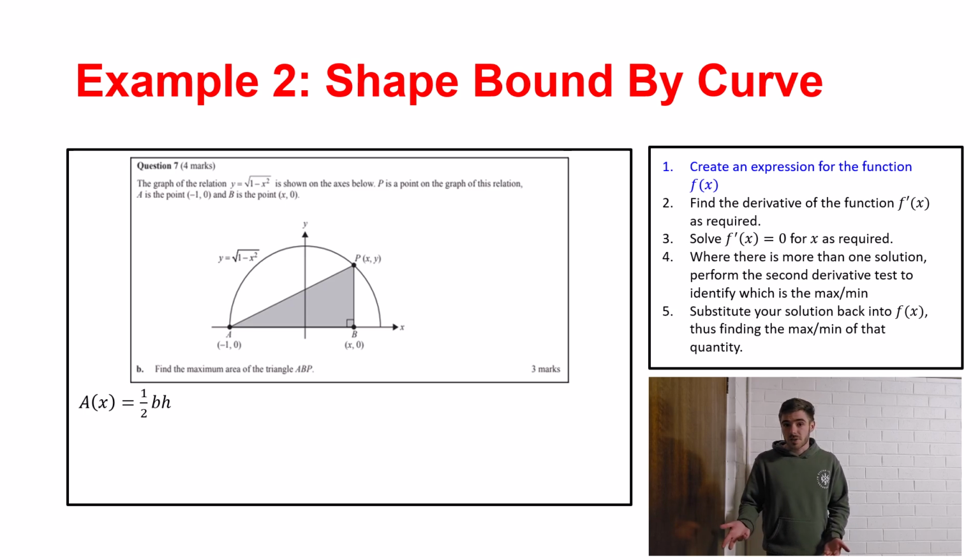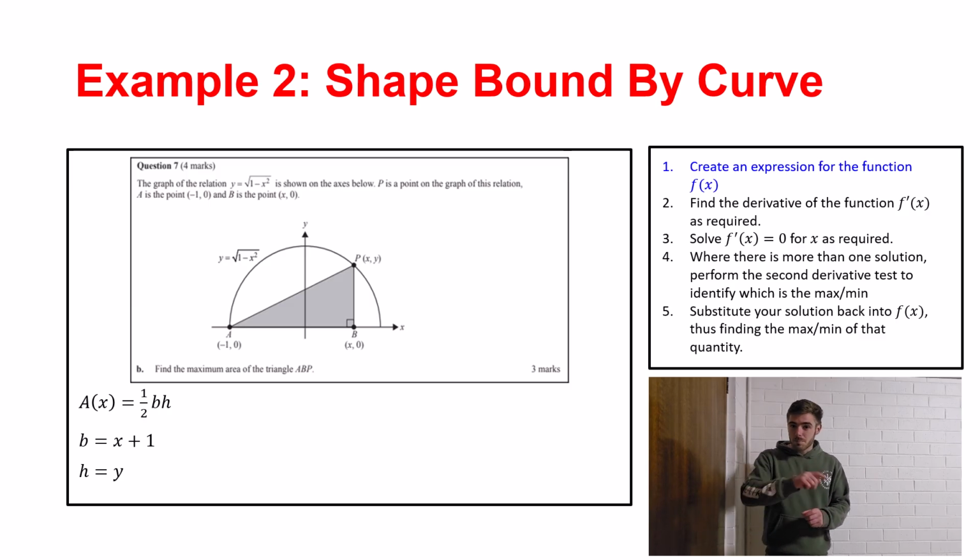So first, let's look at the base. In this case, the base is spanning all the way from -1 to x. Hence, the total length of our base is going to be x plus 1. Now for the height. The height of the triangle is going to start from 0 and end at y, but that's just interchanging h for y. That's not quite good enough.